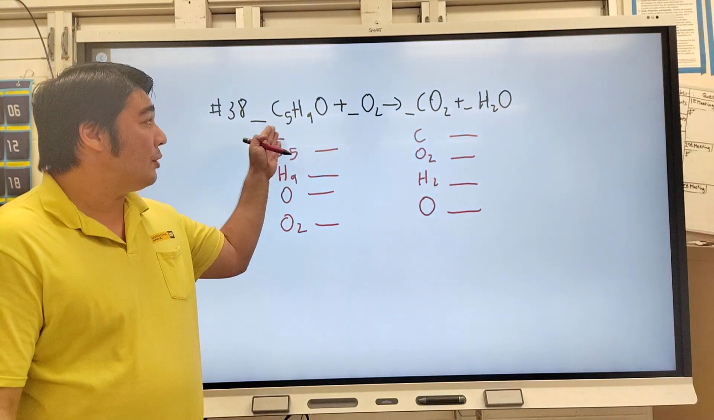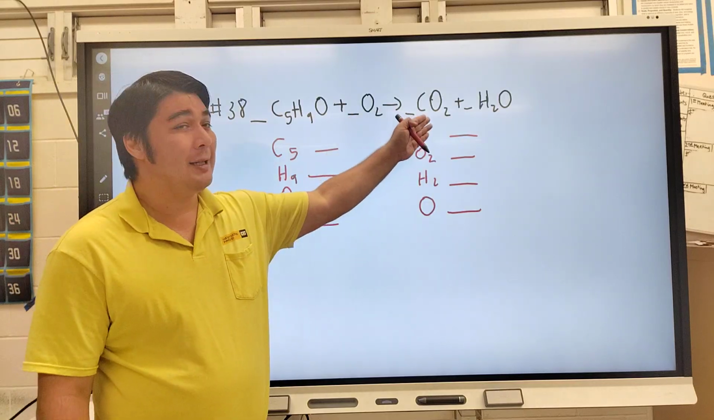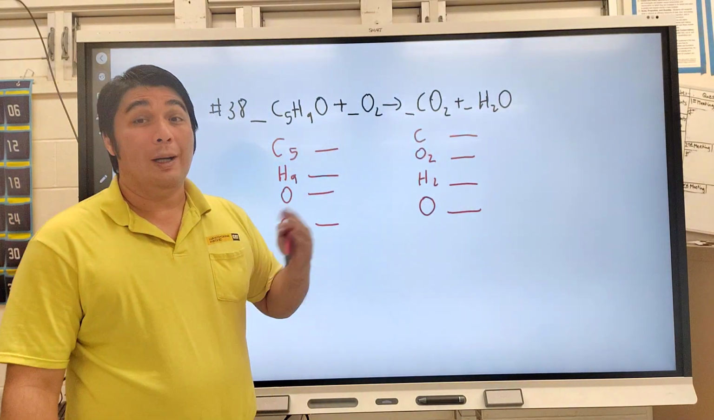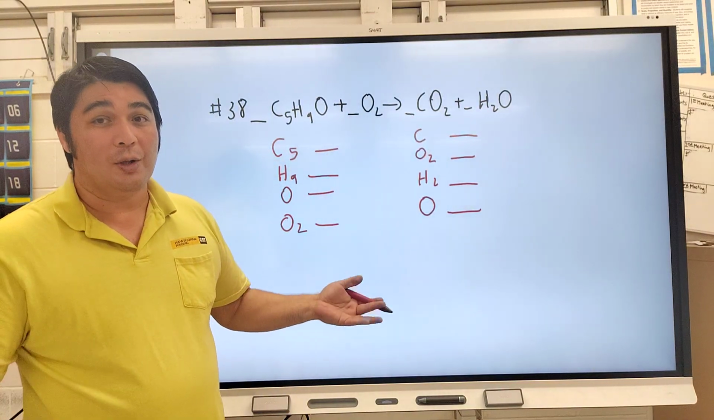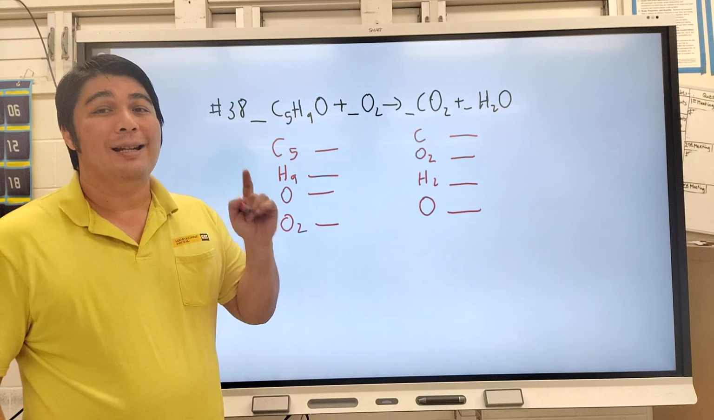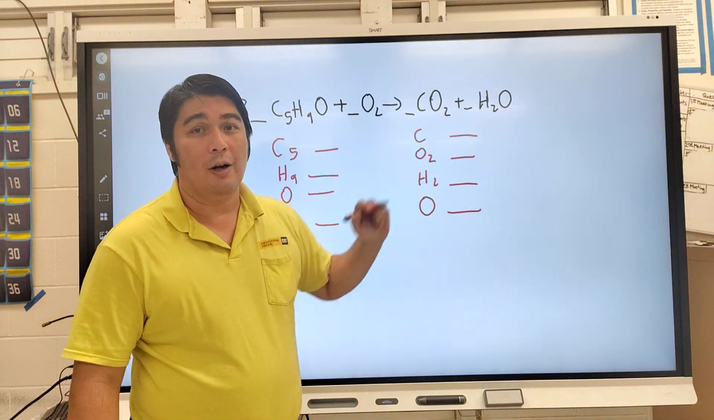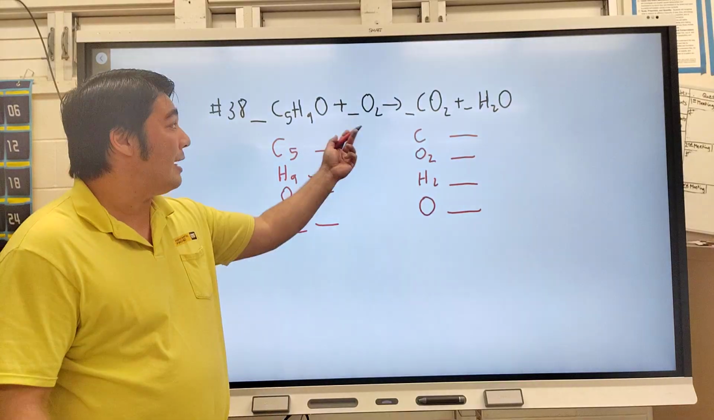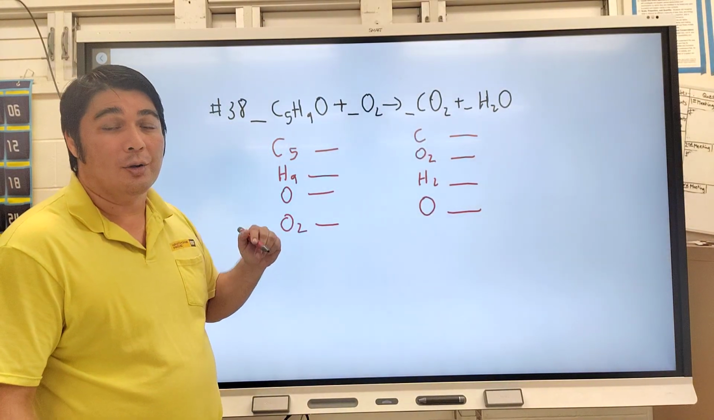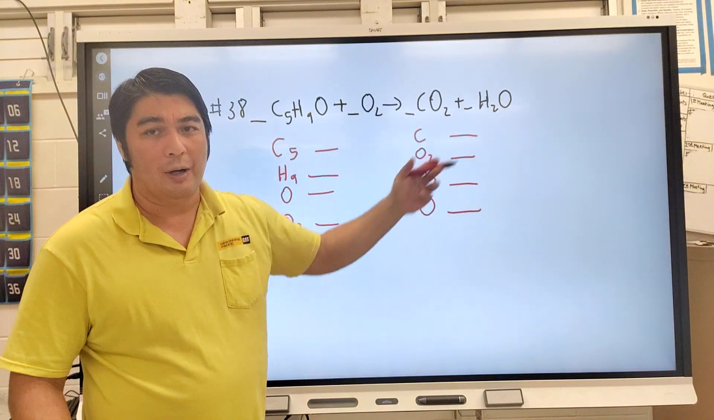So we've got a hydrocarbon plus oxygen gives us carbon dioxide and water. What type of chemical reaction is always the first question that we should ask, and that is combustion. Mostly you can tell that because carbon dioxide and water are the products. You can also tell because oxygen is being added to a hydrocarbon, but mostly it's the products.